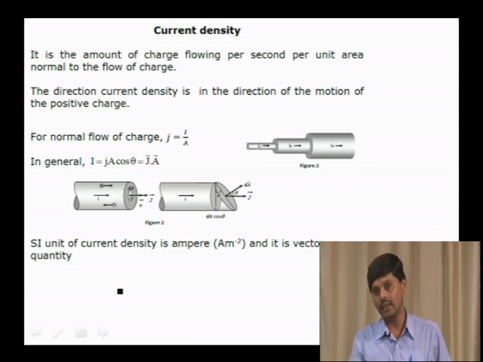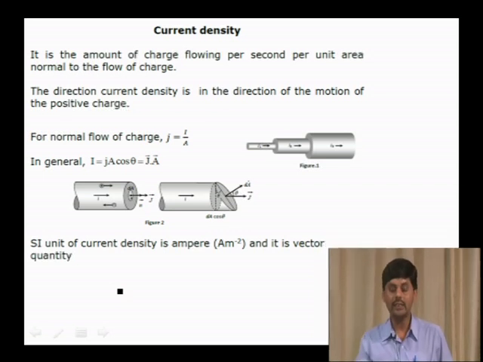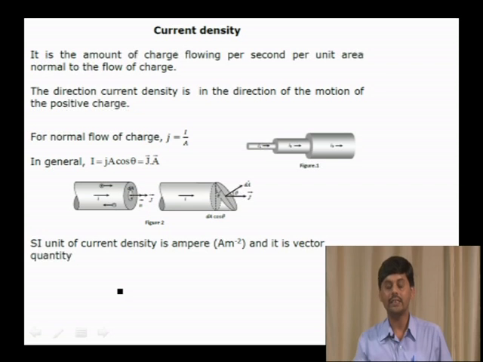Next, current density. It is the amount of charge flowing per unit area normal to the flow of the charges. The direction of current density is in the direction of the motion of the positive charges. For normal flow of the charges, J is equal to I by A, meaning current per unit area. In general, I is equal to J A cos theta, that is, the vector J dot vector A.